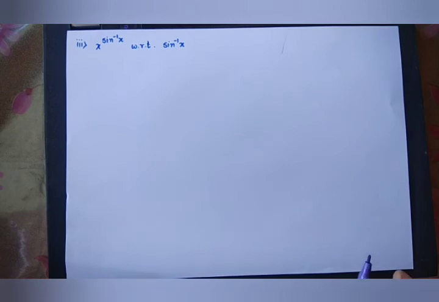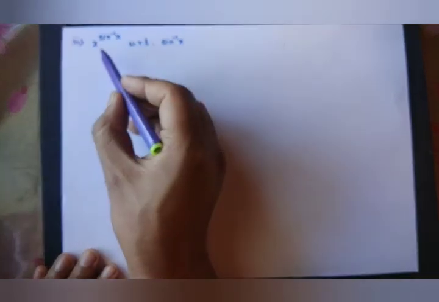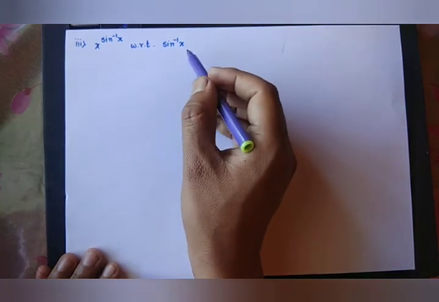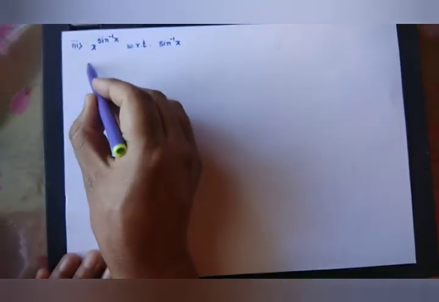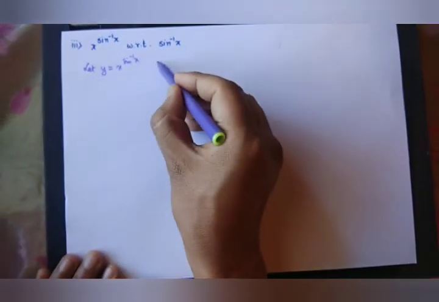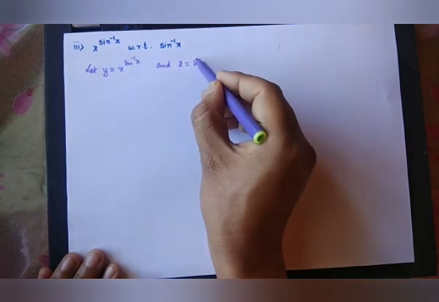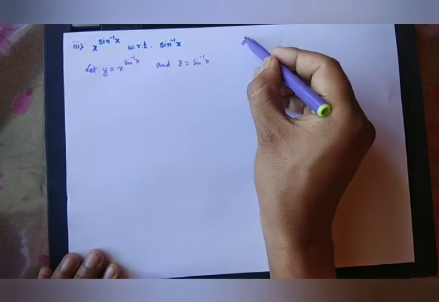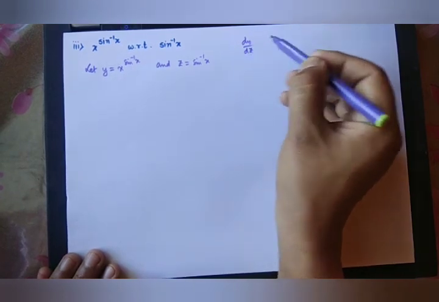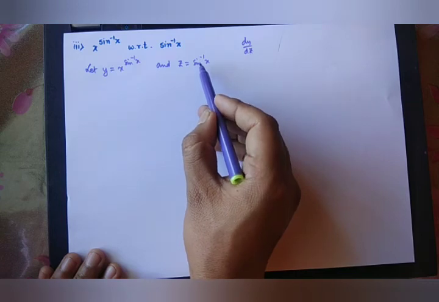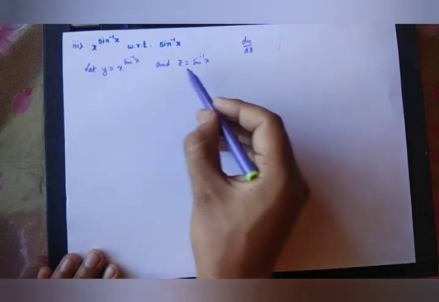The next problem is we want to find the differential coefficient of x to the power sine inverse x with respect to sine inverse x. So again, as usual, let y equal x to the power sine inverse x and z equal sine inverse x, and our aim is to find dy by dz. Now z is equal to sine inverse x, so we'll substitute all the x with z.